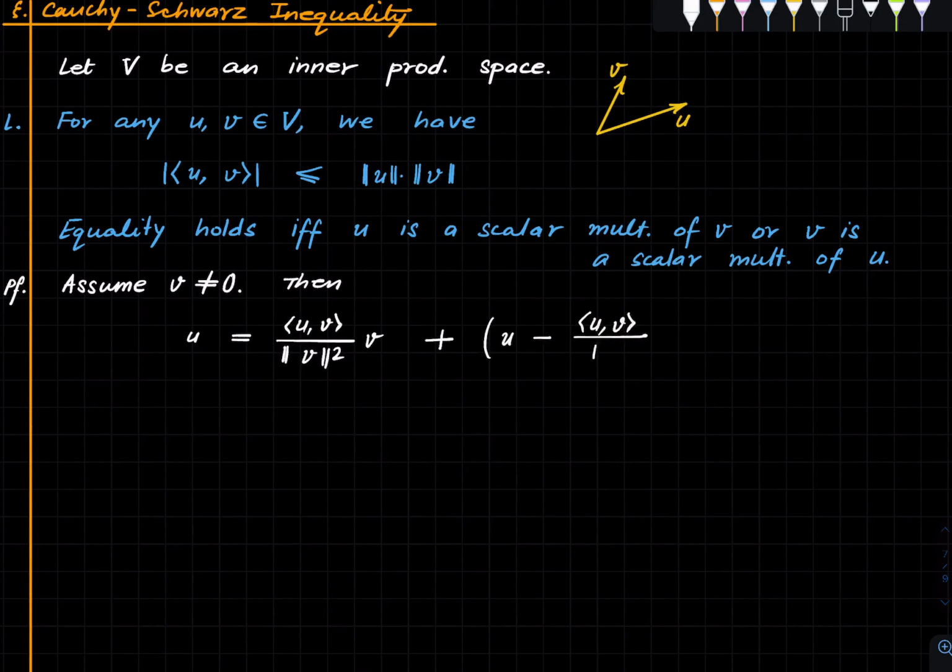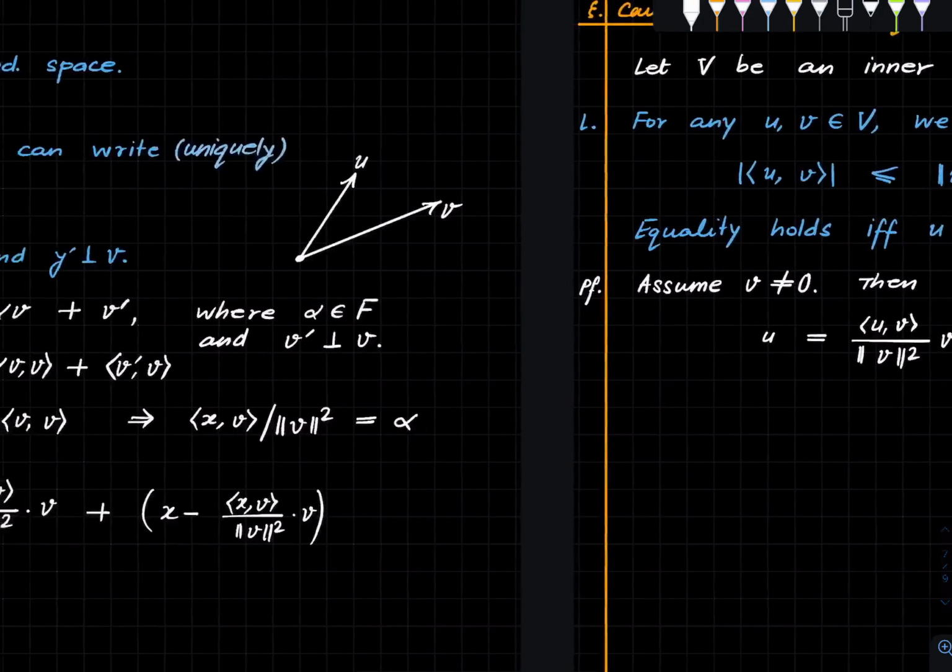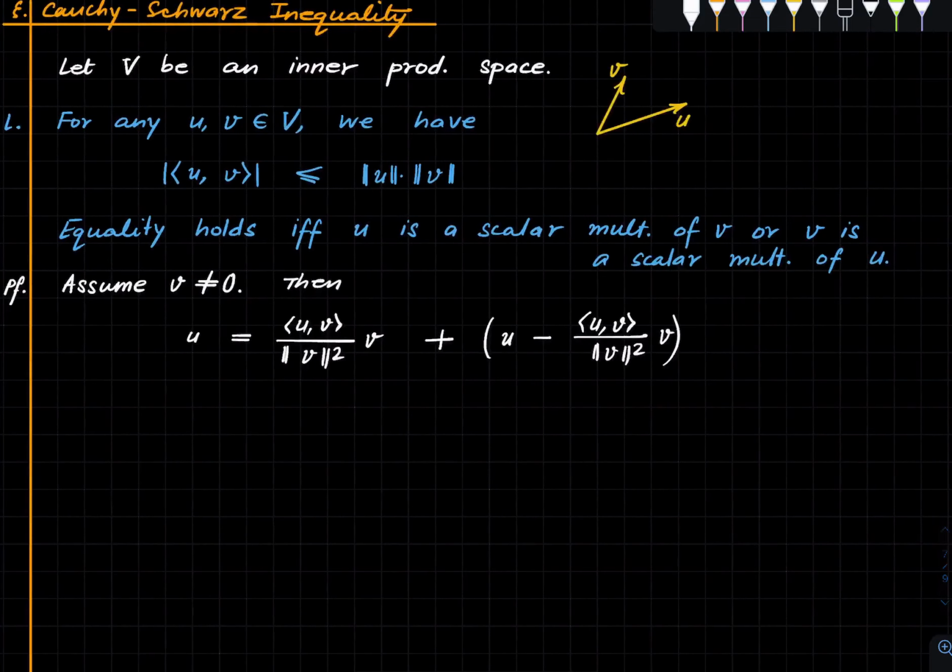So now by Pythagoras theorem, why can we apply Pythagoras? Because these two are orthogonal. We saw this. This is what we saw in the previous section.